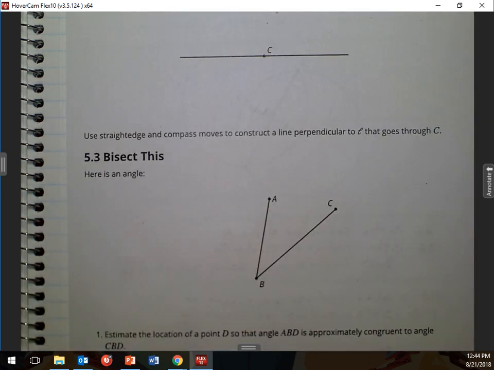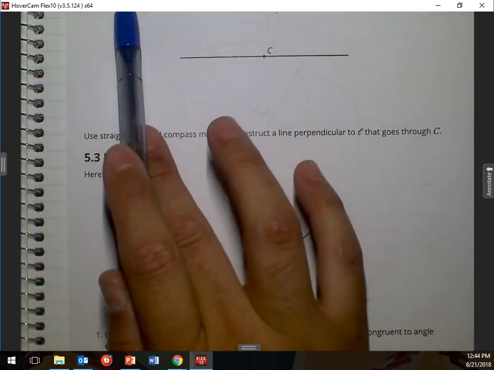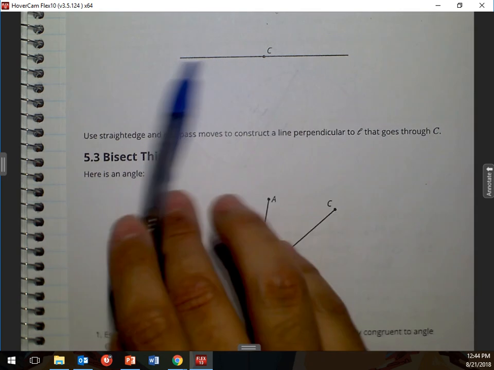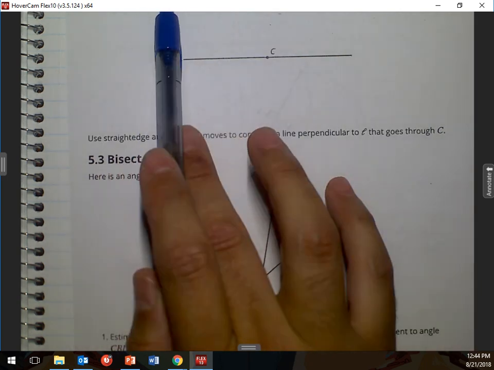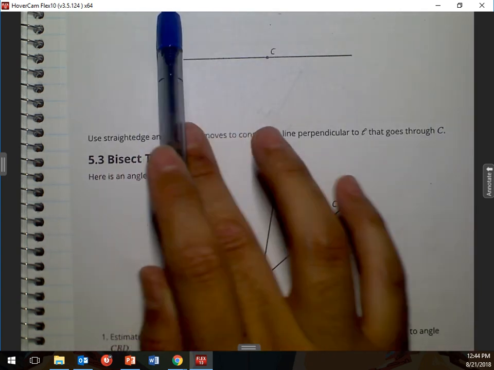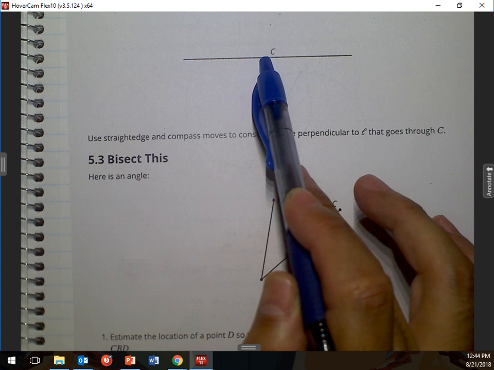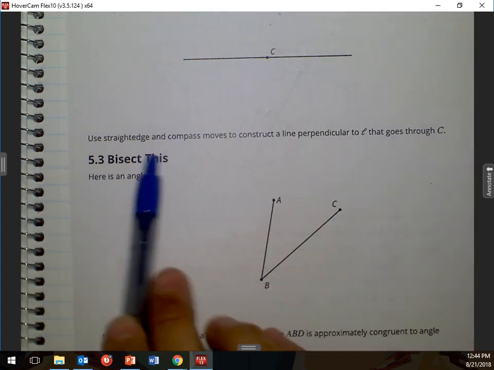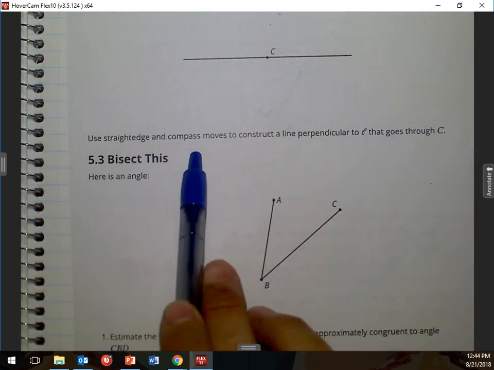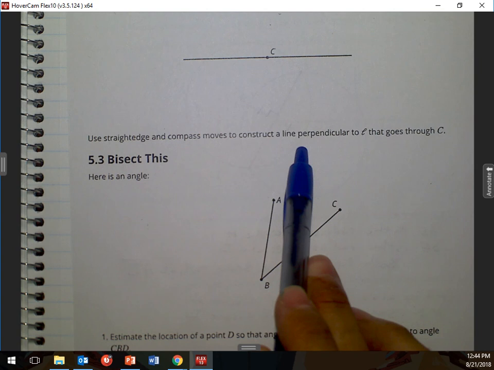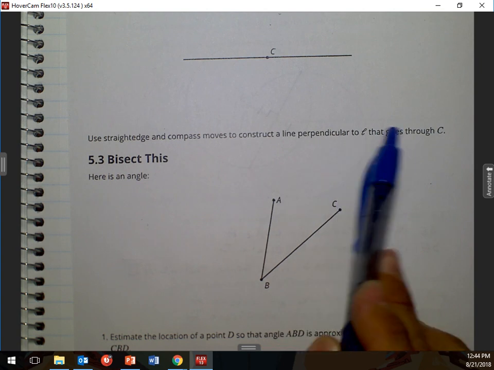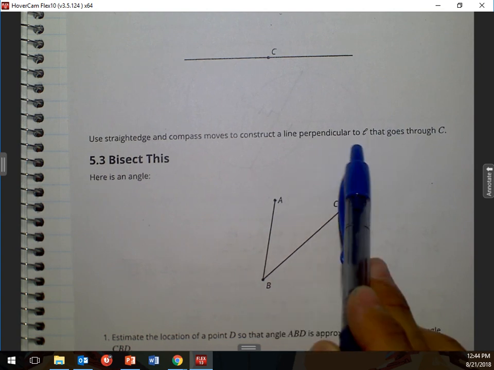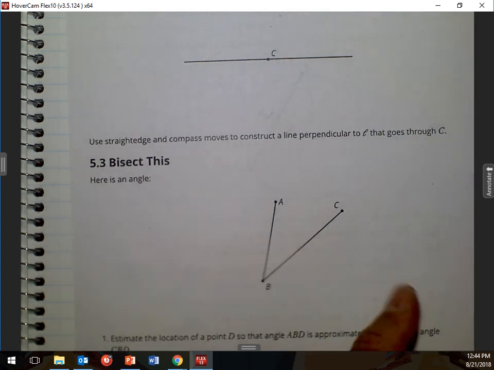Here is line L, with a point labeled C. It says use straightedge and compass moves to construct a line perpendicular to L that goes through C.